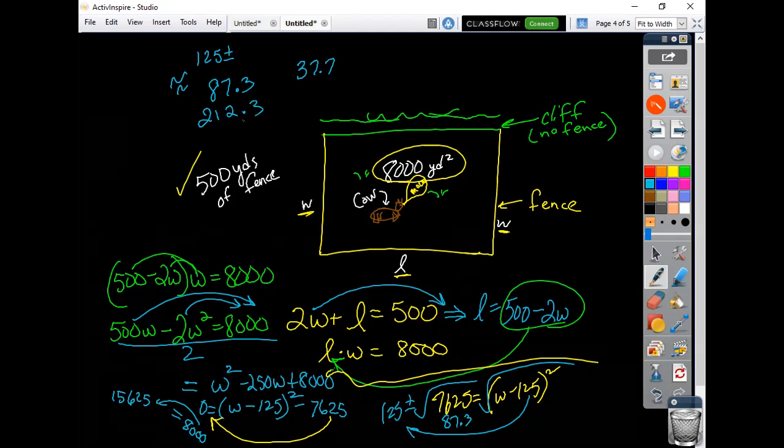So if you take two of these, because we have two W's, then we could figure out our L. So 2 times the 87 number is 174 point whatever, 0.6. And then if I had 500 yards of fence, that's like 325 for the length.